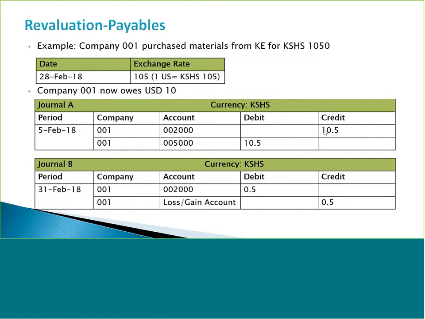Okay. And so what happened is that the company basically gained revenue because the dollar appreciated against the Kenya shillings, in which their liabilities were, and that is why there was a debit of $half, meaning that their liabilities reduced by $half.